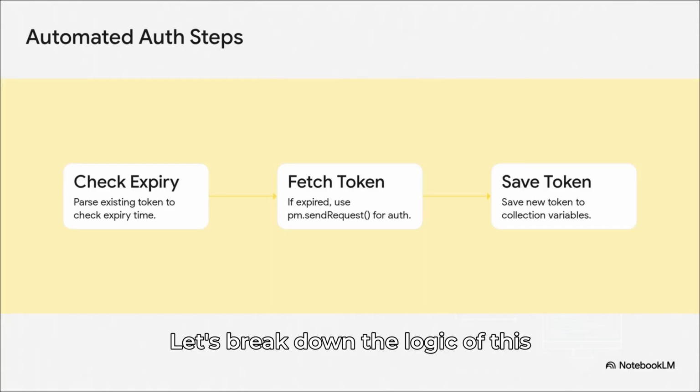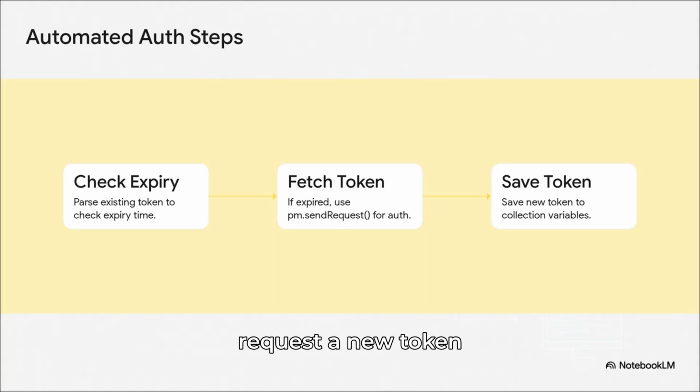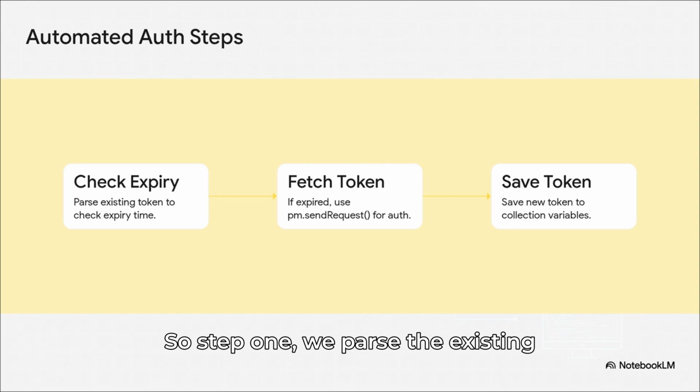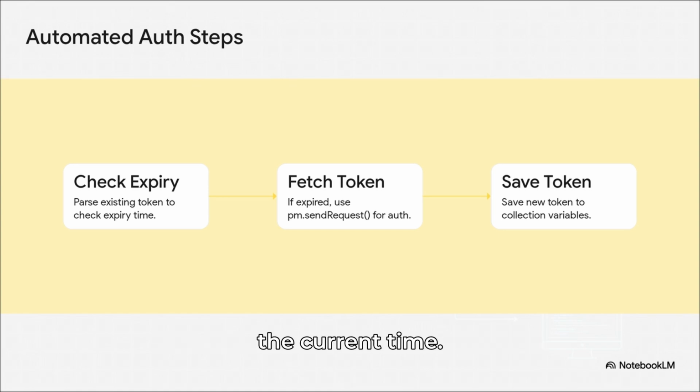Let's break down the logic of this script methodically. We obviously don't want to blindly request a new token every single time we hit send. That would totally flood the auth provider and we'd probably get rate limited. So, step 1. We parse the existing token from our variables and read its exact expiration time. Step 2. We compare that expiry to the current time. If and only if the token is actually expired, we hit the auth endpoint to grab a new one. Step 3, we save that fresh access token right back into our collection variables so all our subsequent requests can just use it.